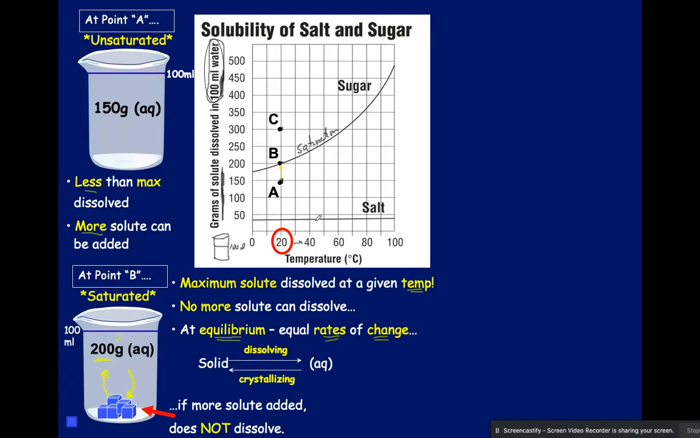Now, different substances will have different saturation lines. Okay, notice that salt is relatively flat, while sugar increases pretty greatly as you go to higher temperatures. That means a sugar solution can hold more solute than a salt solution at the same temperature.